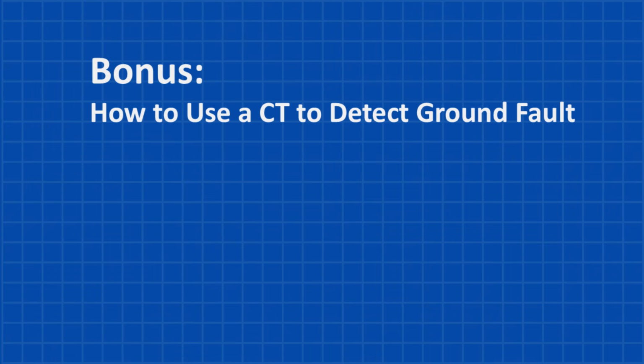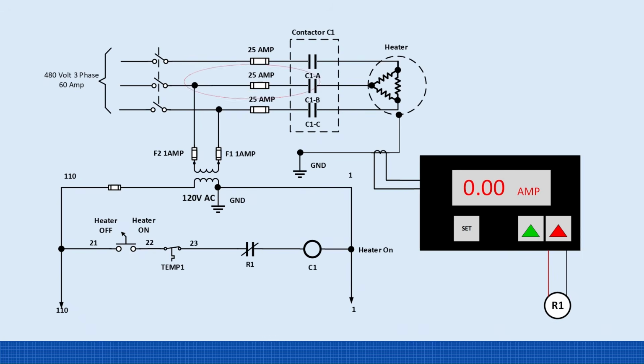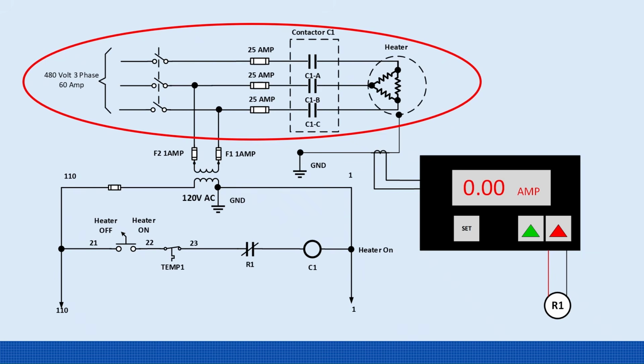Now, as a bonus, let's take a look at another powerful use for current transformers, ground fault detection. Let's say we have a 3-phase heater system heating a water tank. If one of the heating elements begins leaking current to ground due to insulation failure, it can create a dangerous condition and potentially become a shock hazard if it's not detected early.